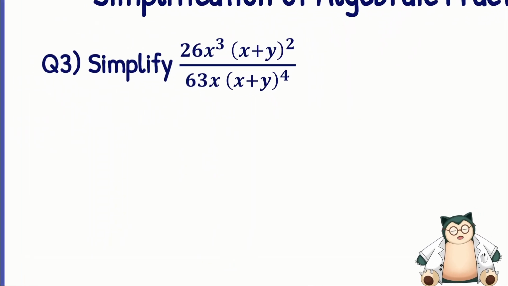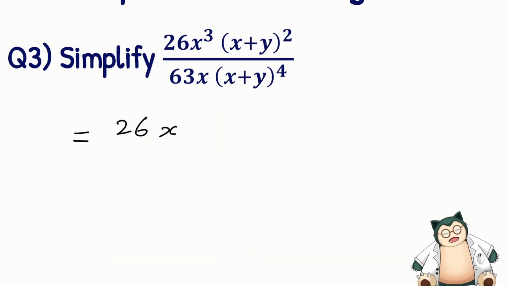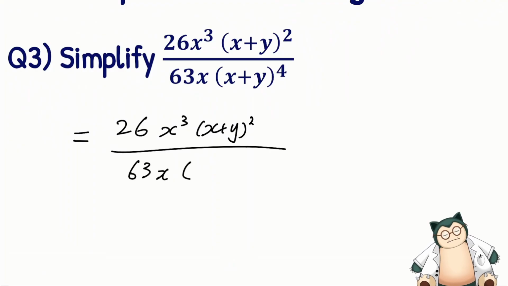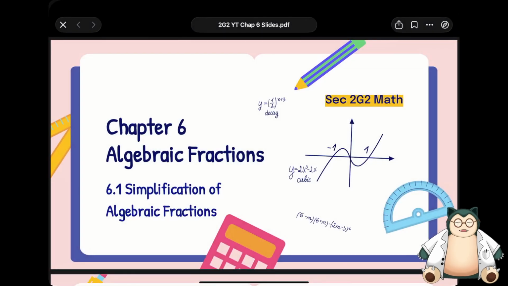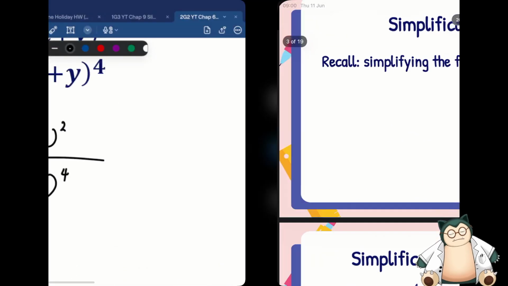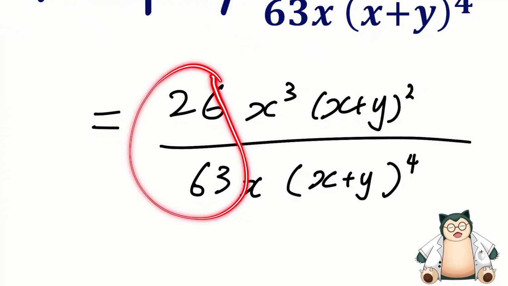26x cubed (x plus y) squared over 63x (x plus y) to the power 4. Instead of writing everything out, let's simplify just by the power. So let's write it first. Now 26 and 63, what are the common factors between them? There are no common factors, so this one we leave untouched.